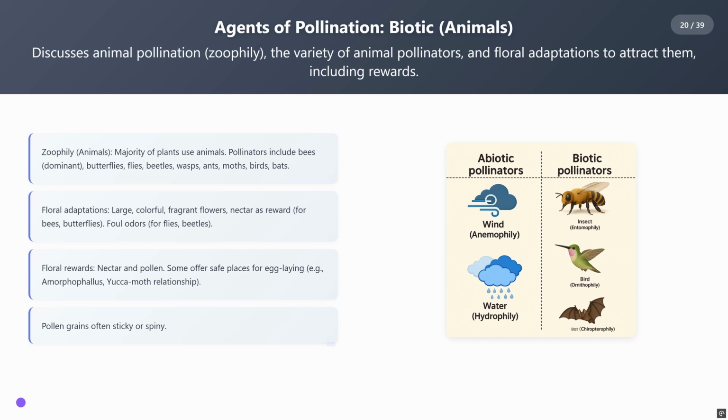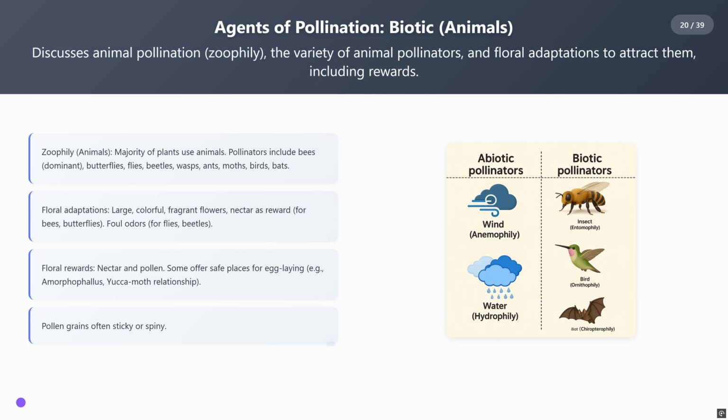Sometimes the rewards can be quite unusual, though, right? Not just food. Absolutely. In some fascinating cases, the reward isn't food, but a safe place for the animal to lay its eggs. A famous example is the enormous flower of Amorphophallus, sometimes called the corpse flower. It can be several feet tall. It emits this strong, unpleasant odor that attracts carrion beetles and flies. They come in, pollinate the flower while looking for a place to lay eggs, and the flower actually provides cavities for them to do just that.